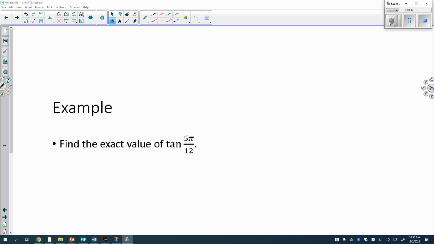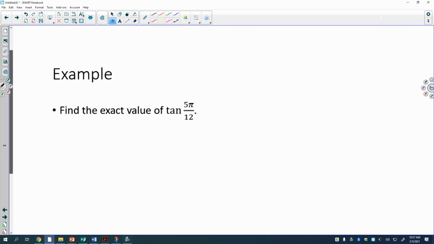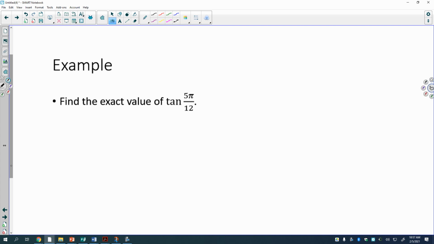This is the same kind of idea. You can go through and you're going to come up with a couple of things that will add or subtract to 5 pi over 12. And it doesn't matter which ones you do. I tend to try to use the smaller values to get to that. You pick what works best for you.